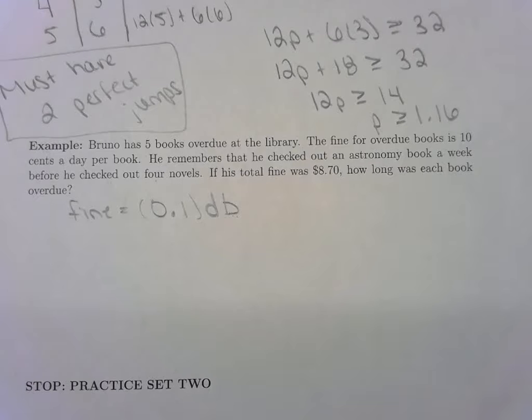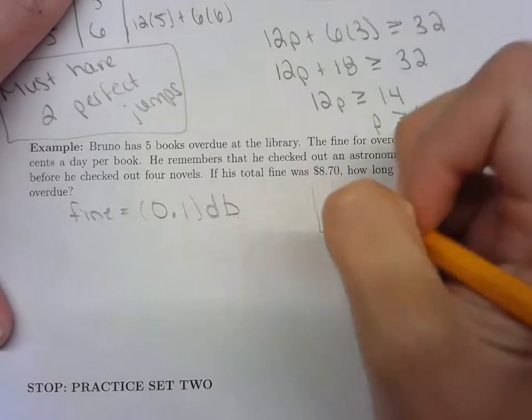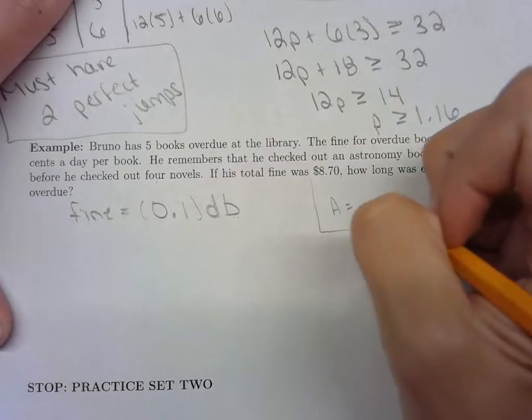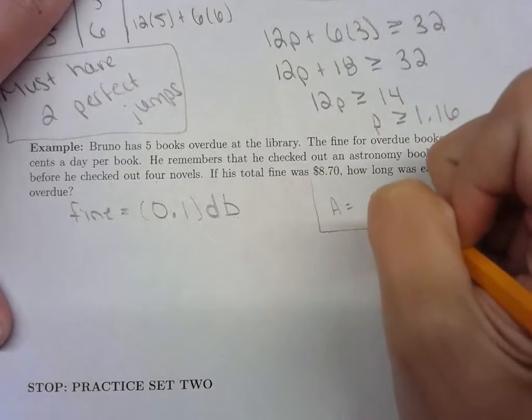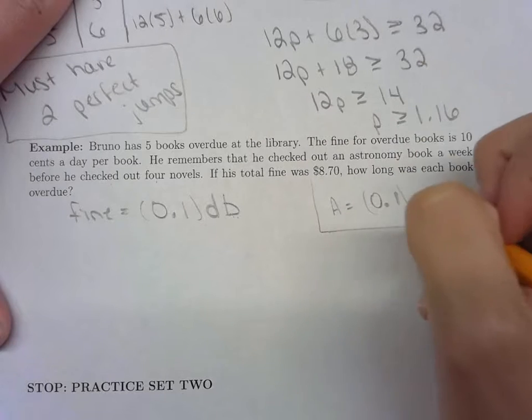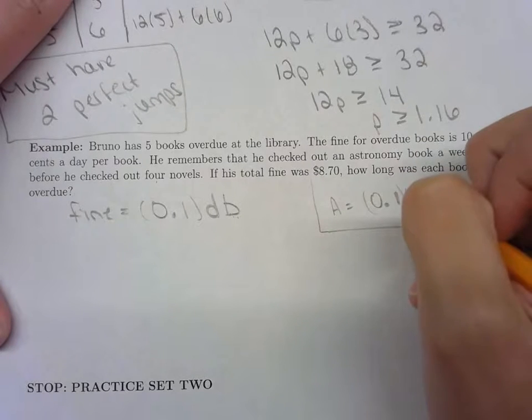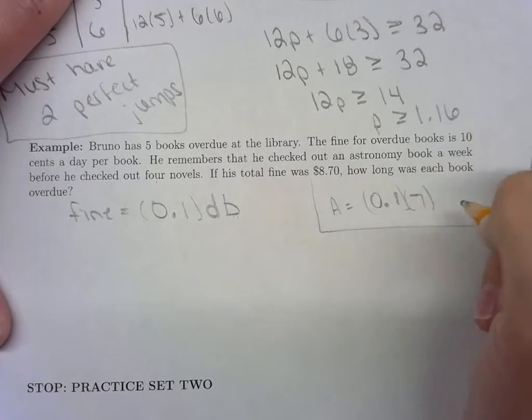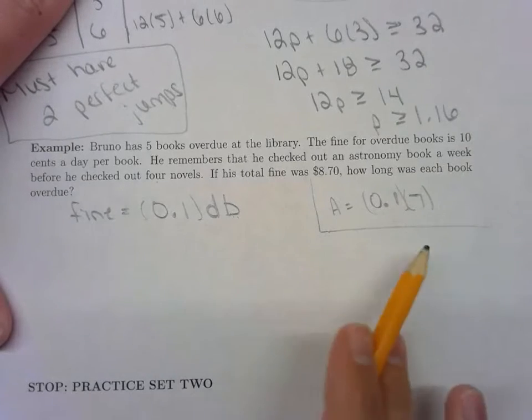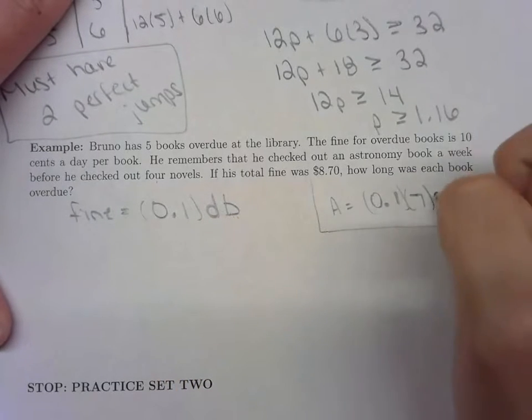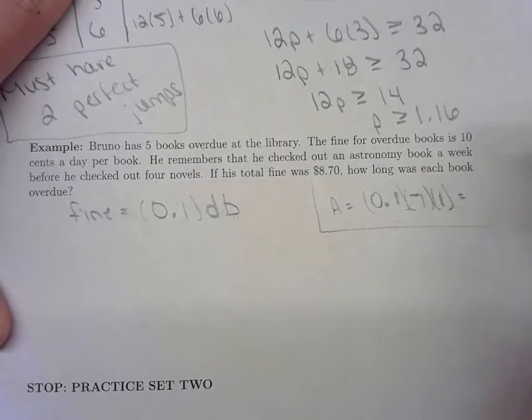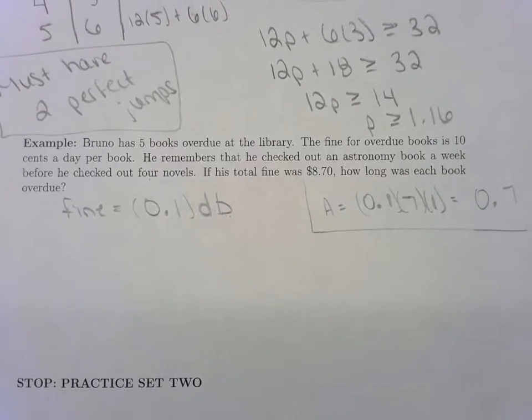So let's go ahead and look at the astronomy book first. Let's just come over here. The astronomy book was 0.1, and it was a week before. So this would be times 7. This is the fine, because that's 7 days, and it's just 1 book. It didn't say he had 2 astronomy books. So this would be 70 cents. So that's just the week before.